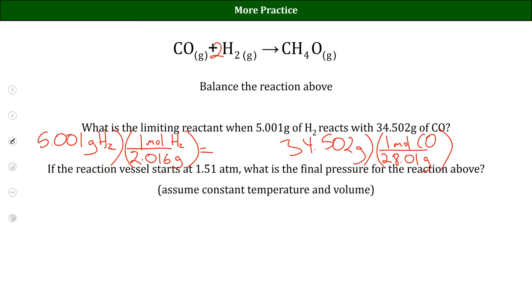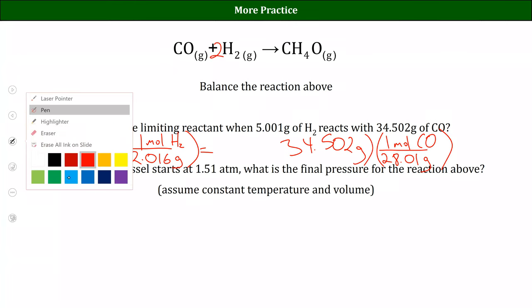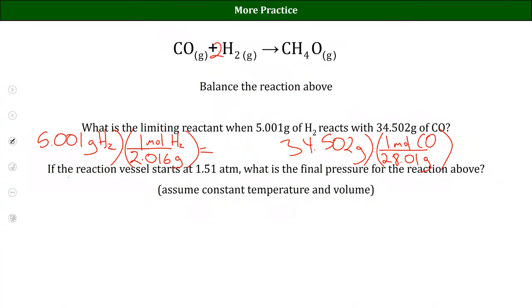So we started with everything in grams. So that means we're just using molecular weight to get to moles. So what do we get for a number? For this, it should be really close to 2.5, right? 2.481. Yeah. And then what about carbon monoxide? 1.23.